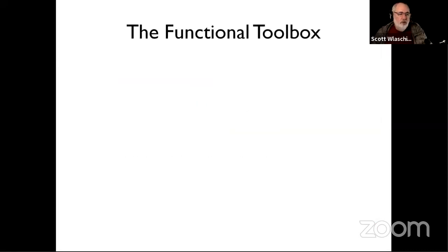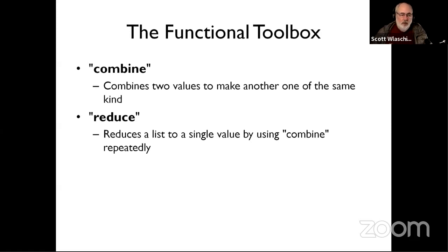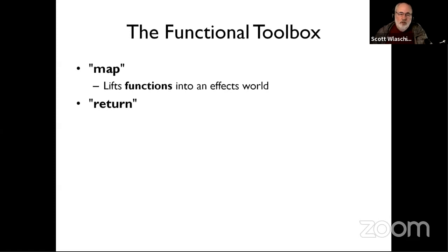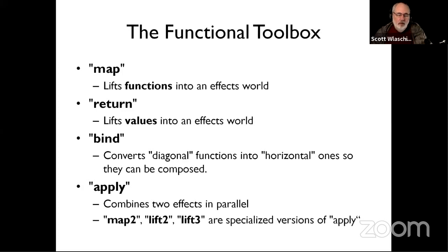Okay, so let's review the tools. We've got this combine, which is combining 2 things to make another one. That's monoids. Reduce, which reduces a list to a single value by using combine. That's also a monoid kind of thing. We have a way of mapping functions into an effects world. We have return, which turns normal things into an effects world. We have bind, which converts diagonal functions into horizontal ones. We have apply and lift and so on, which combine things in parallel. So our toolkit is beginning to grow. We have like 6, 7 things in our toolkit already, right? And this is actually pretty much all the tools we need. There's only a few more that we need to get everything we need. So this is our toolkit.